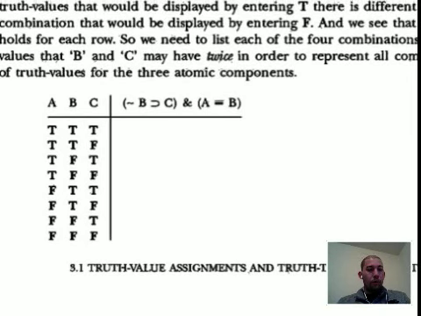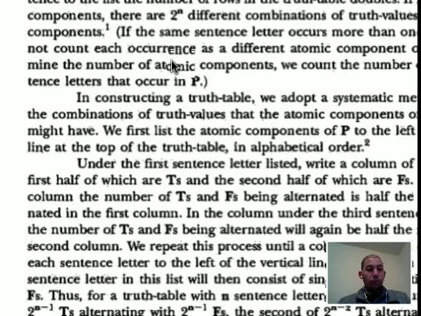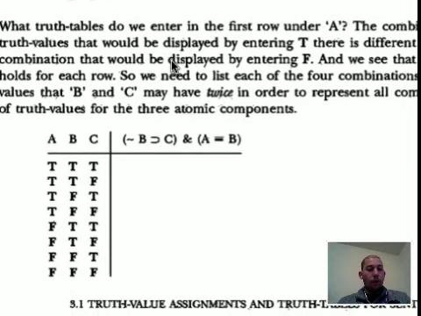Okay, so consider the sentence where we have a conjunction of A if and only if B. So we have a biconditional here. And on the other side of the conjunction, we have a material conditional, C, and not B, a negation here. So how do we go about building a truth table?